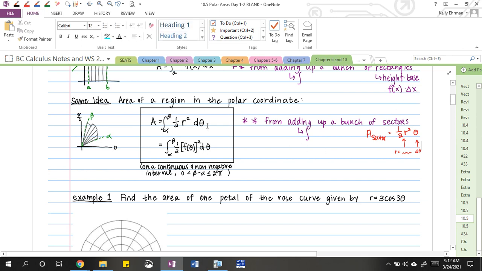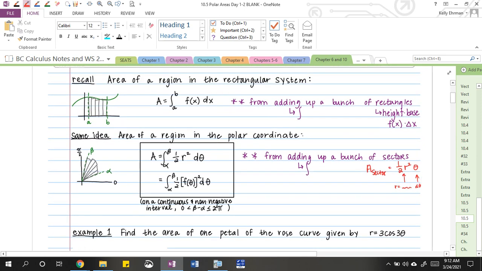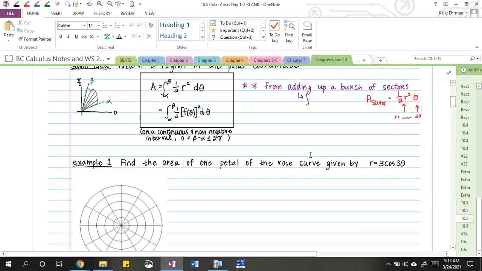So our formula here is the integral from, instead of a to b, we're talking about angles, so alpha to beta, of 1/2 r squared d theta. R squared, like I said, will be some sort of a function. We're assuming that the polar curve is continuous and non-negative on the interval 0 to 2 pi for whatever the difference for alpha to beta is. So alpha is the smaller angle and beta is the larger angle.